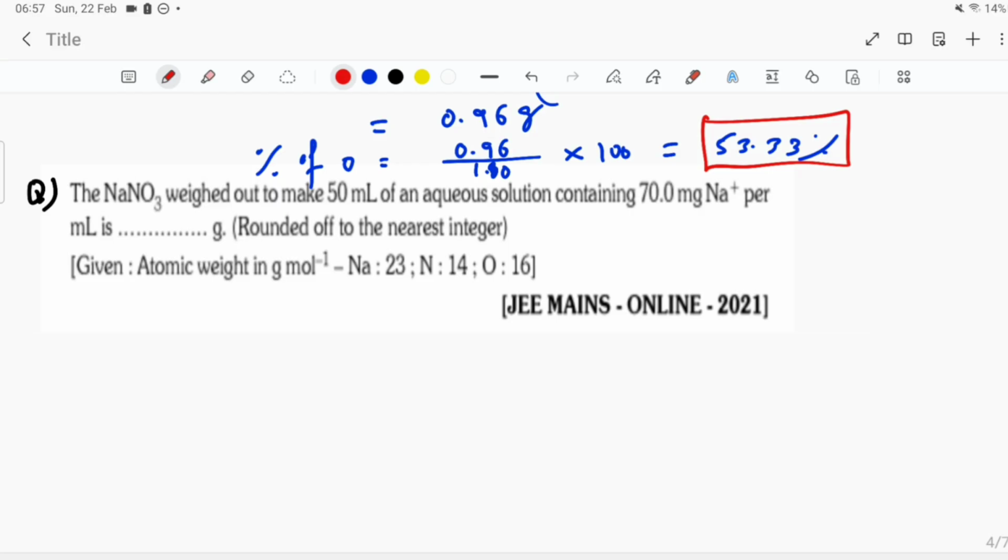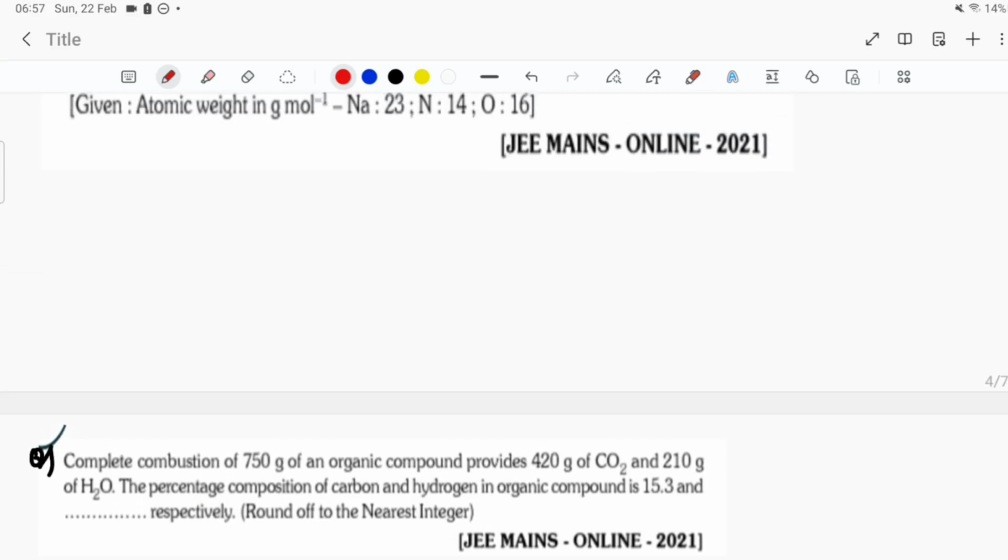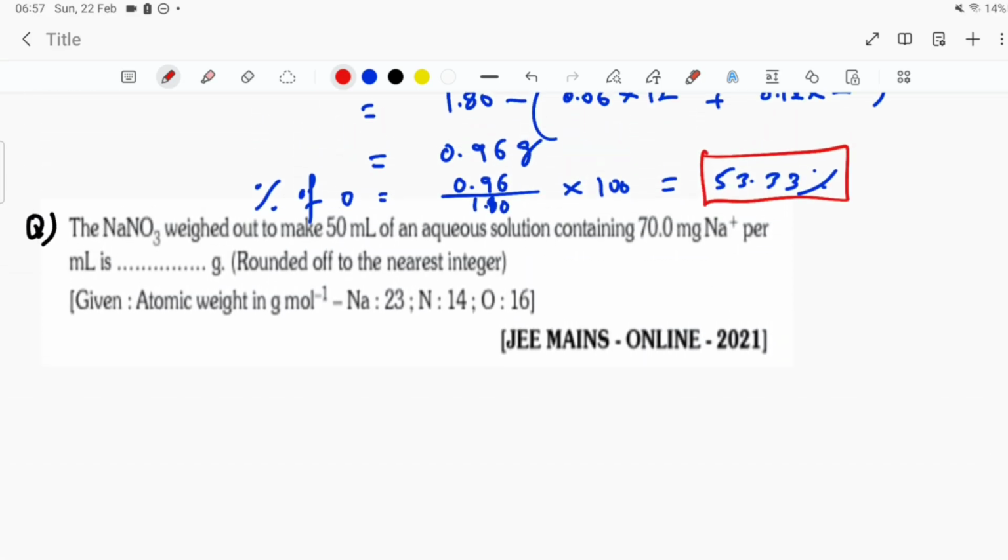Observe everyone, first question. Before going further, we need to read the question properly. If you read the question properly, then you will get more clarity about how to frame it. Observe the question: here NaNO3 is weighed out to make 50 ml.